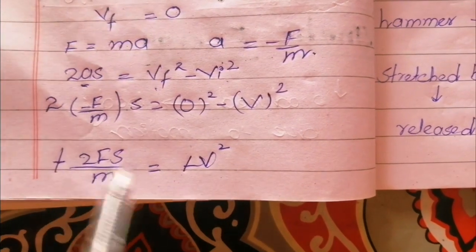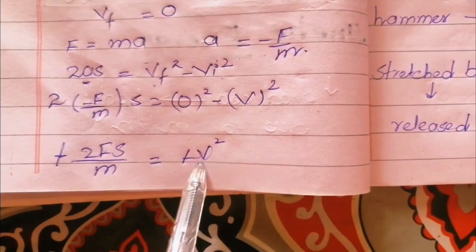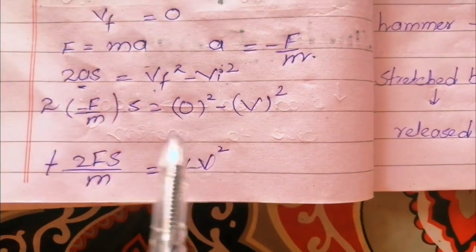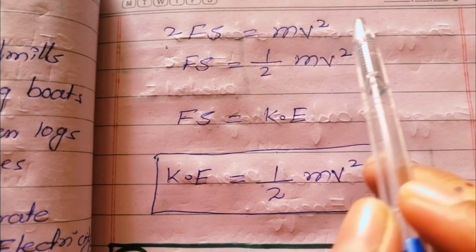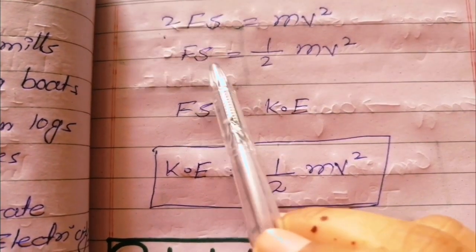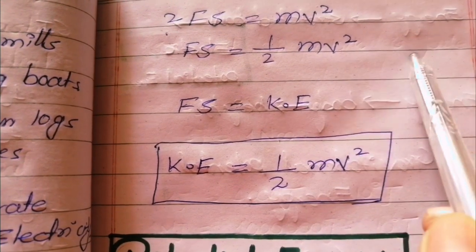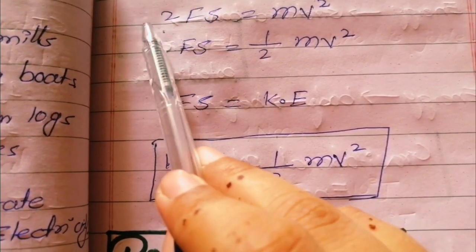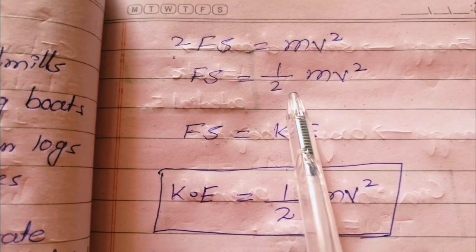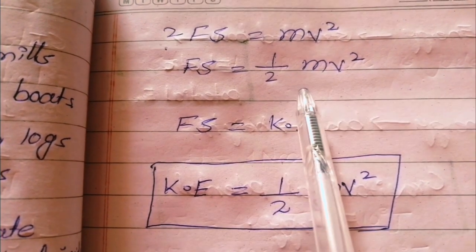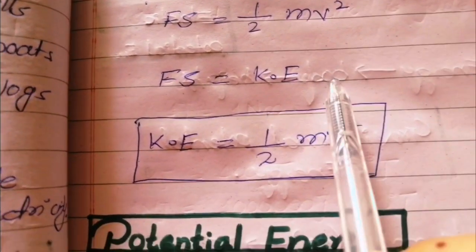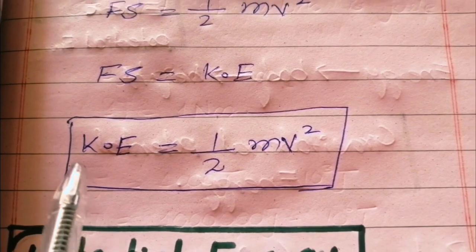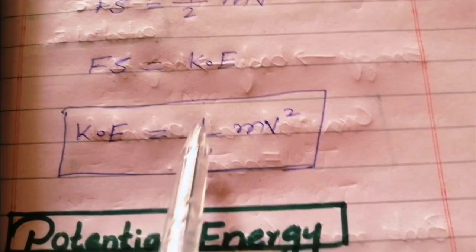The value of final velocity is 0, initial velocity is v, then minus 2Fs over m is equal to minus v square. We will cancel minus on both sides of the equation, and after that we will multiply m with v square. So 2Fs is equal to mv square. Fs is equal to half mv square. The 2 which is multiplying here, when we write it on the other side of the equation, multiplication is changed into division. Fs, this work, is done due to the kinetic energy. So we will write here the final equation of the kinetic energy, that is half mv square.